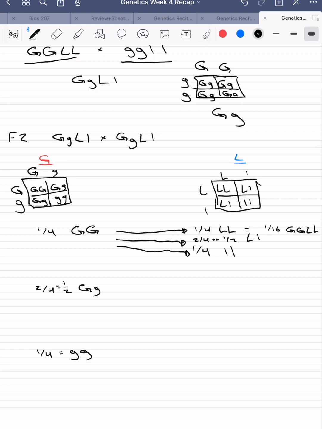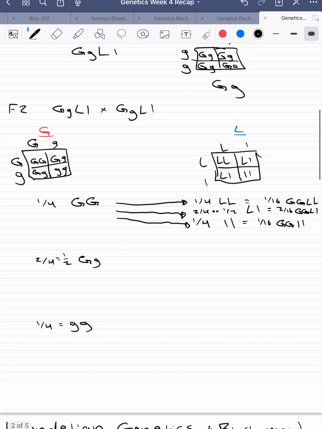So multiply this together, we would get 2 out of 16 to get big G, big L, little l. For the little l, it would be a 1 out of 16 possibility to get big G, little l. Now simply we would do this for the rest of these as well, including the homozygous recessive. And that would give us all the different numbers of genotypes that we could have.